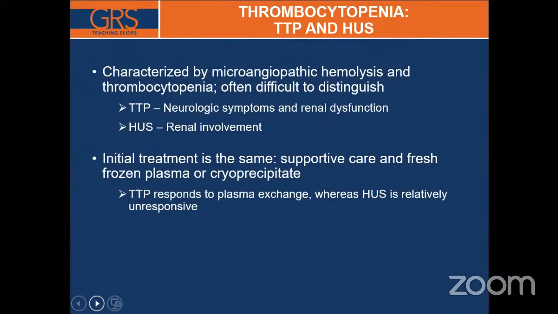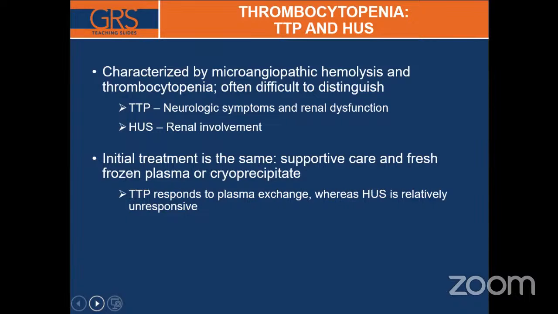Next, we're going to talk about TTP and HUS. In the clinical setting, TTP and HUS are really hard to differentiate because they're basically the same thing, but with TTP, there are extra neurological symptoms and probably worse renal involvement, whereas in HUS, there's renal involvement. The major thing they have in common is microangiopathic hemolysis, thrombocytopenia, and the renal involvement.